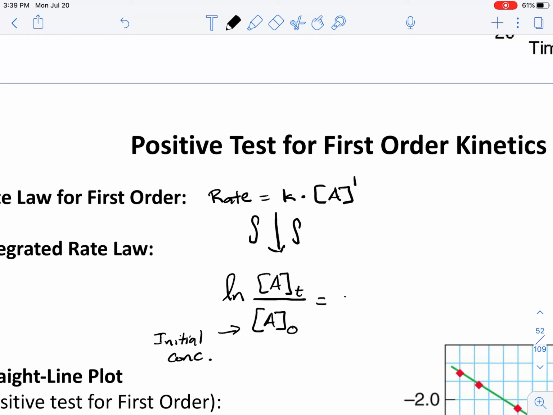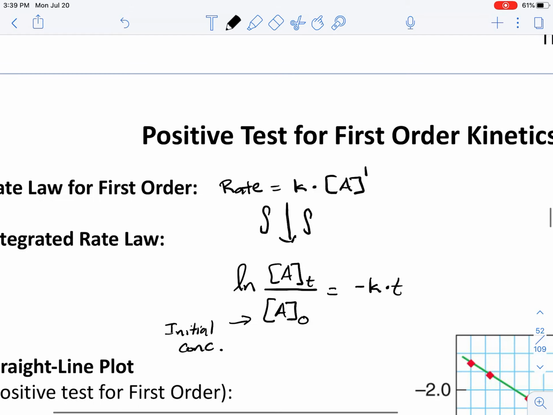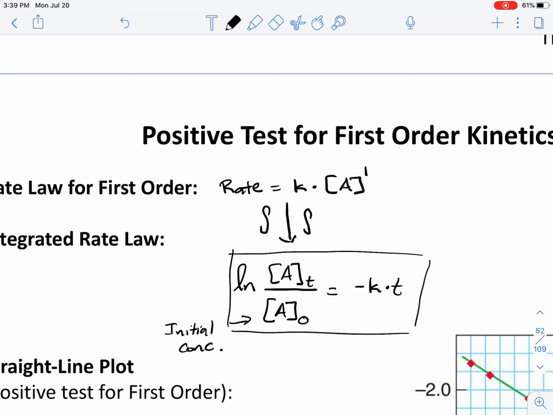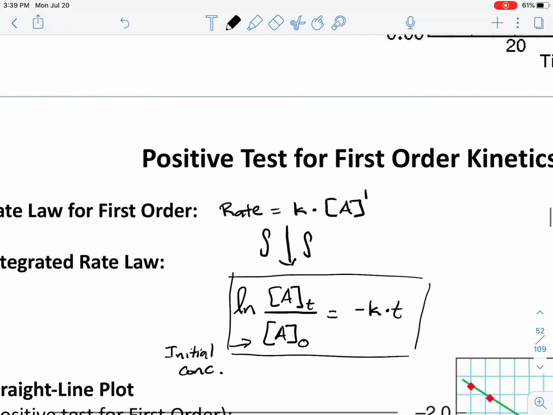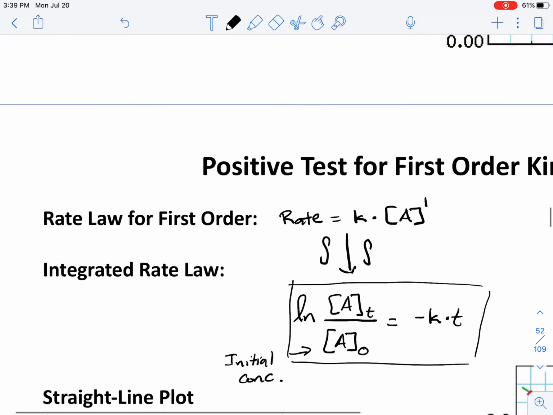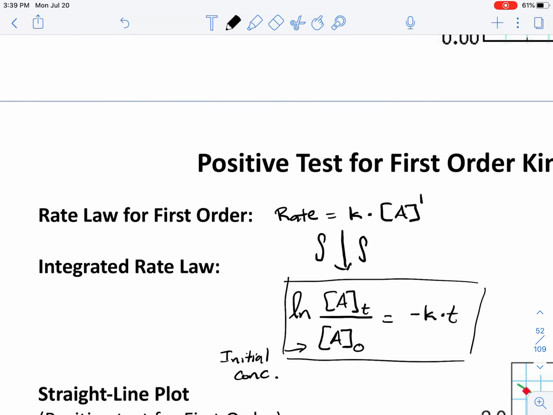And that's going to equal negative kt. Okay. So this is one form of the integrated rate law that you guys can use. And so it turns out that the integrated rate law can actually help us determine whether or not a chemical reaction is undergoing first order, second order, or zero order kinetics.